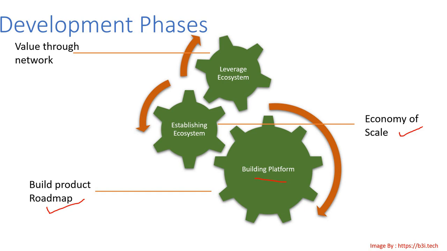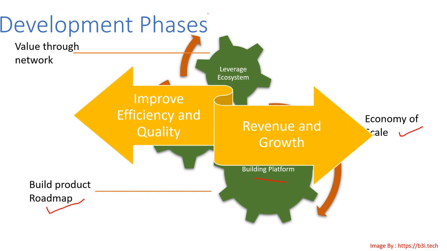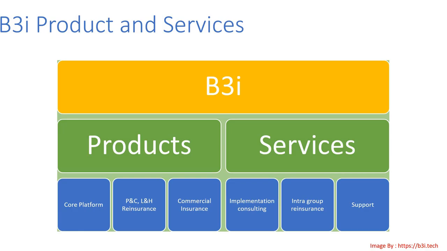And then after that, once they get matured by establishing the ecosystem, they will start leveraging the ecosystem and provide value through the network in the insurance industry as a whole, and they will try to bring more and more value by using DLT technologies. By this, they will try to improve the efficiency and quality for their participants and stakeholders, and they will help them to generate more revenue and growth. So let's see what sort of products and services they are conceptualizing.